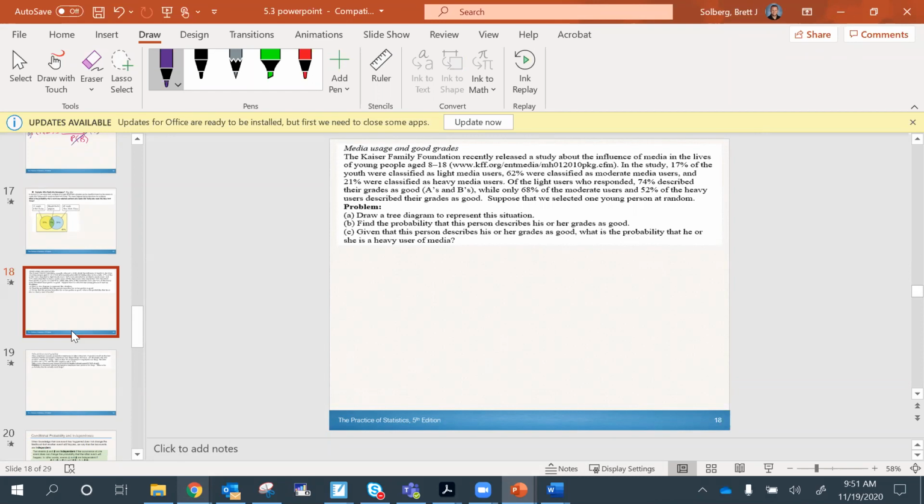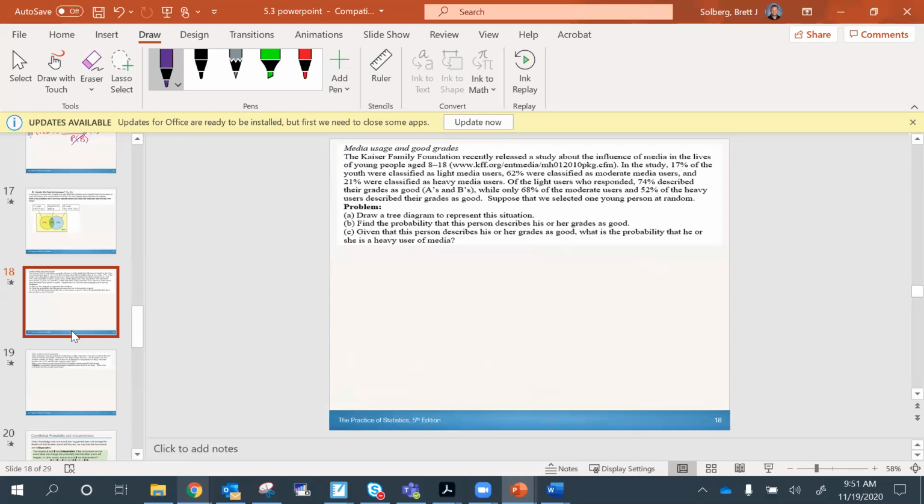Then they went through and looked at each group and talked about their grades. Of the light users who responded, 74% described their grades as good, A's and B's, while only 68% of the moderate users had good grades and 52% of the heavy users had good grades. Suppose that we select one young person at random. What's the probability of A, B, and C?